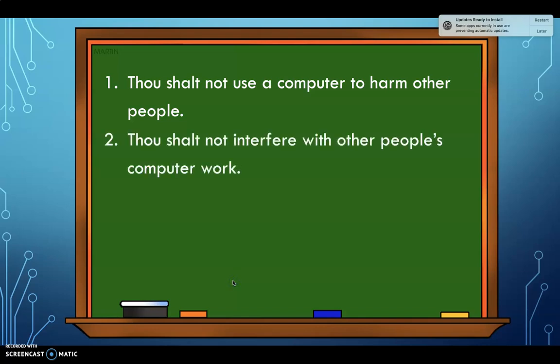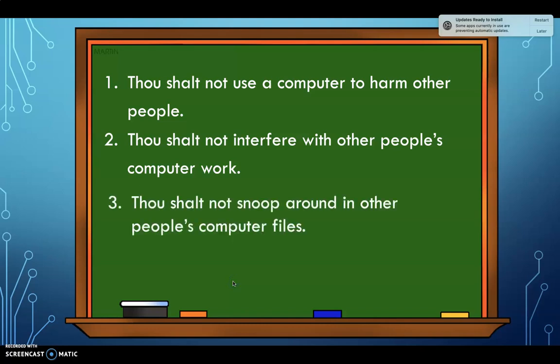Number 2, thou shalt not interfere with other people's computer work. Everyone has the right to use computers. Likewise, creating a computer virus is wrong because it wastes people's time and money and destroys potentially valuable property.